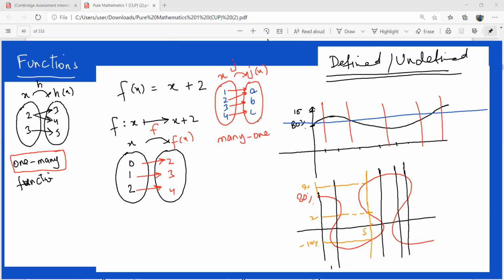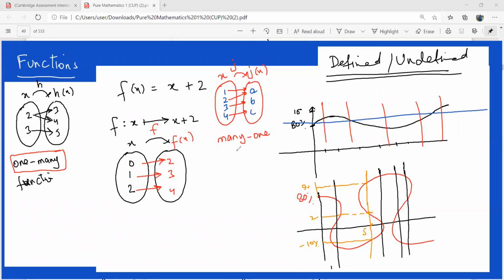Can you explain? If someone asks you to give an example from daily life for an undefined function: can you have different temperatures for a place at one time? For example, I'm sitting here and I tell you that right now the temperature in this chemistry lab is 10 degrees, it is also 20 degrees, and it is also 30 degrees. Would you believe me? No. It has to be just one temperature.